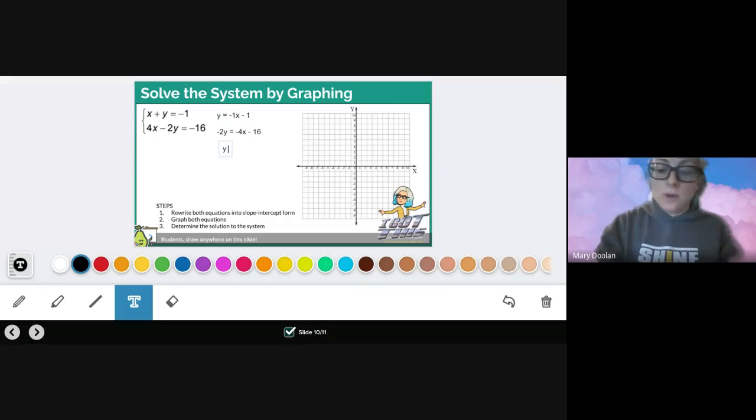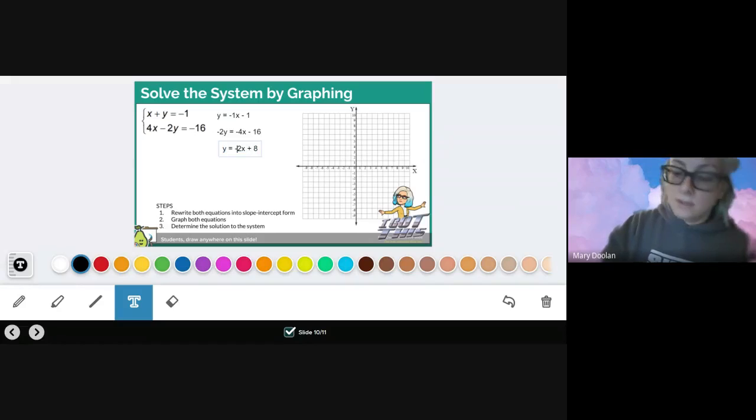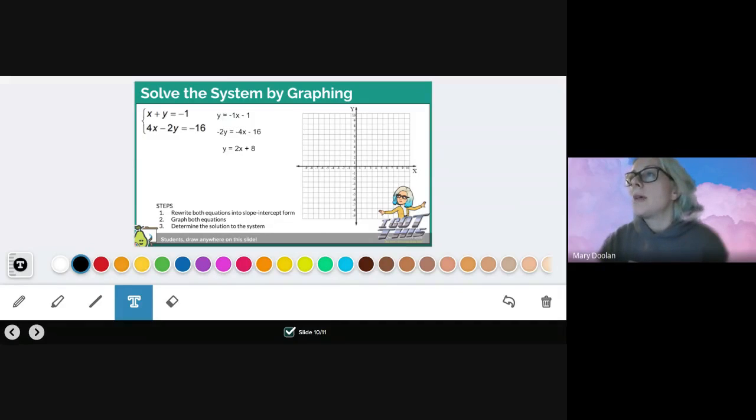So it actually becomes y equals -2x plus 8. Okay, -4 divided by -2 is, I'm sorry, let me change that. It's actually +2x, right? When you divide a negative by a negative, you get a positive. And then -16 divided by -2 is +8. So I do have the two equations that I'm going to graph.